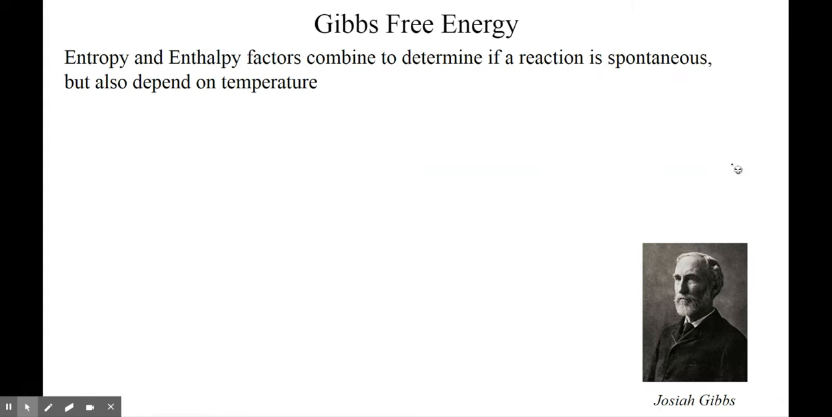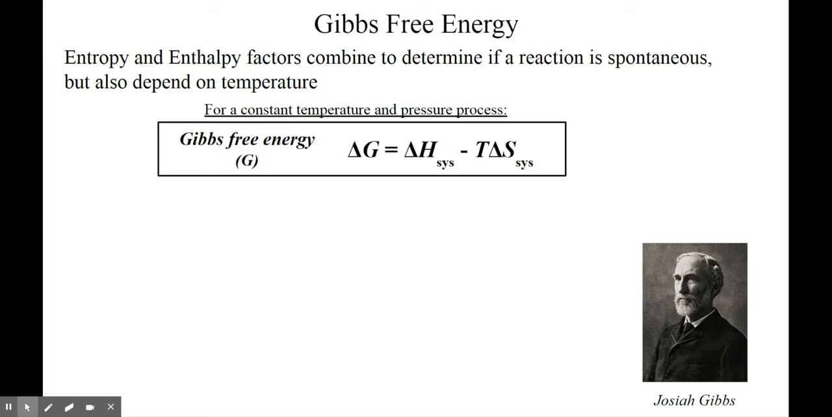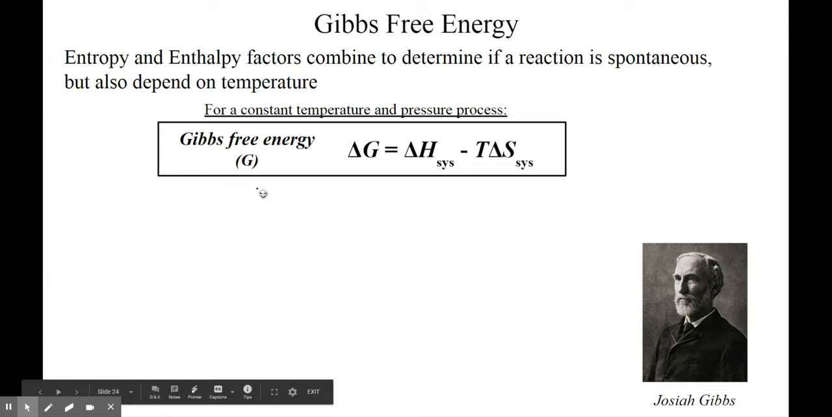To combine entropy and enthalpy, we can thank Josiah Gibbs down here with this nice beard. He worked out how these two affect whether a reaction is spontaneous or not, and also the dependence on temperature. And so we have this grand culmination of an equation called the Gibbs free energy, again, named after Josiah Gibbs.